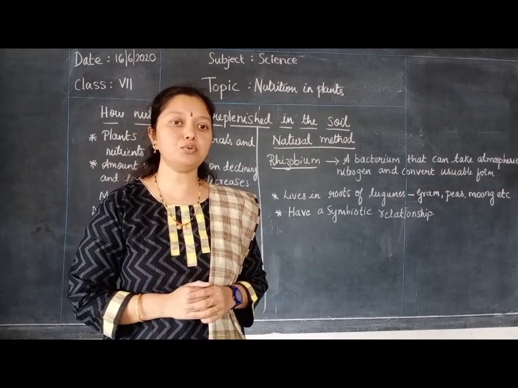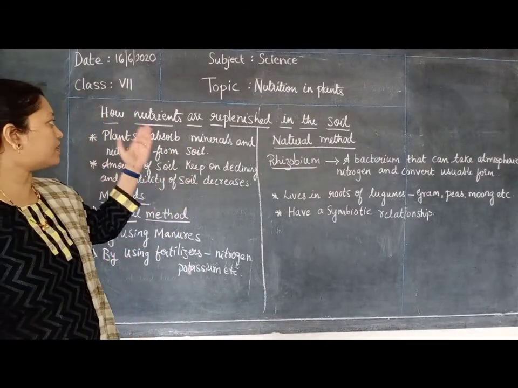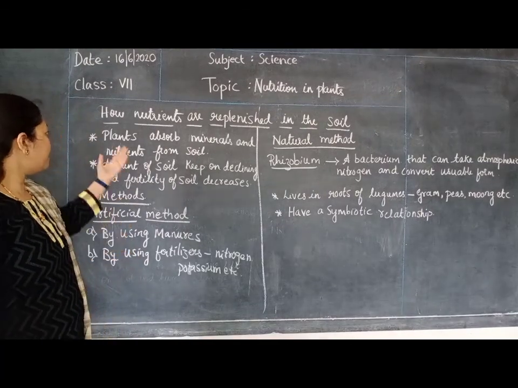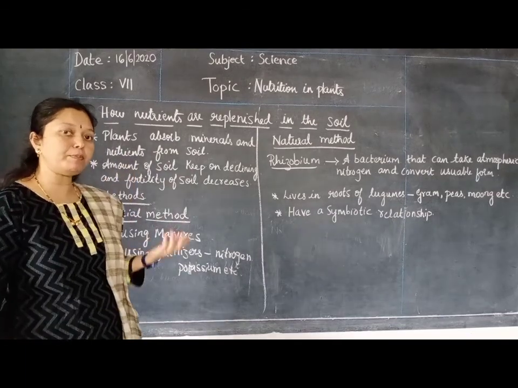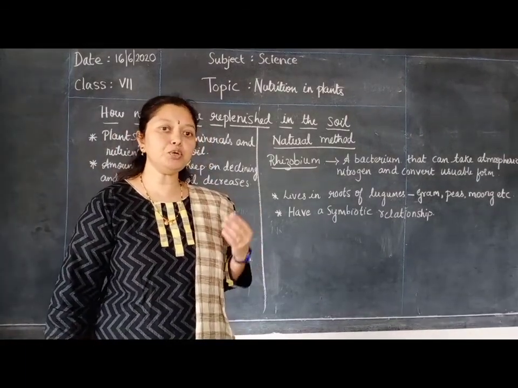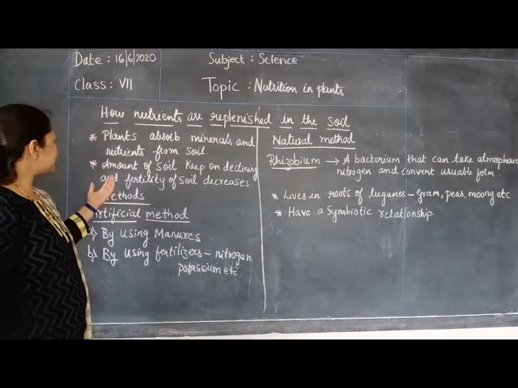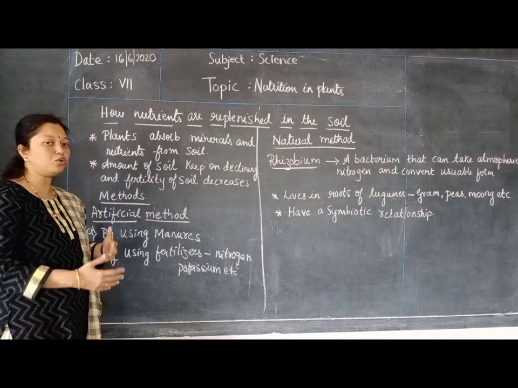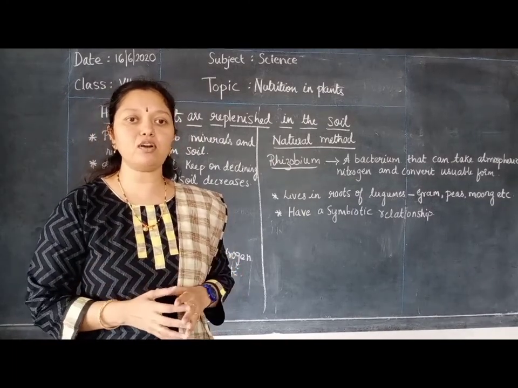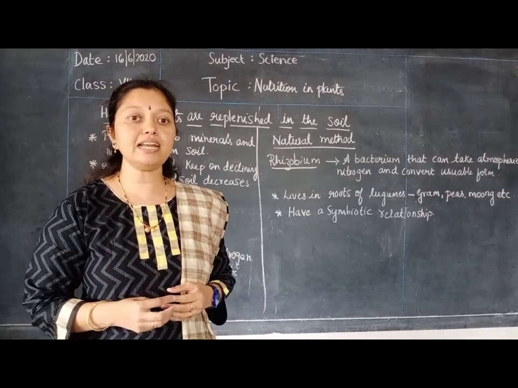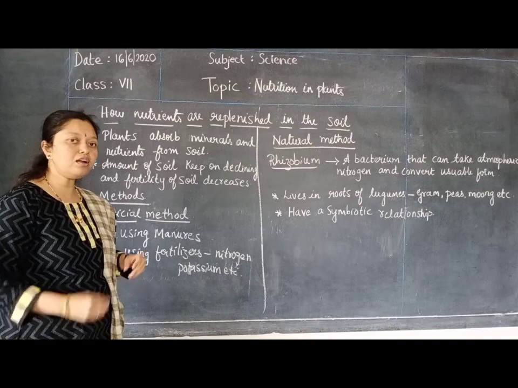So how to put these nutrients? That is what we are going to study today: how nutrients are replenished in the soil. Plants absorb minerals and nutrients from the soil. Previously I told you that for preparation of food, plants need nutrients and minerals for the photosynthesis process. Next, the amount of nutrients in the soil keeps on declining. When you grow crops again and again, the fertility of the soil goes on declining. Declining means it goes on decreasing, and the fertility of the soil also decreases.